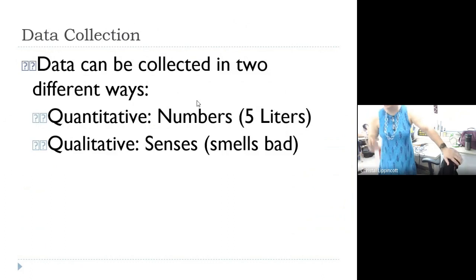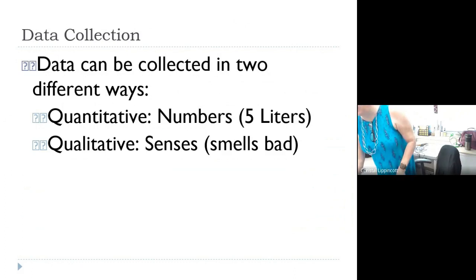Okay, so then that takes us to the metric system. That's going to be tomorrow. So that's the end of that part of the notes for today.